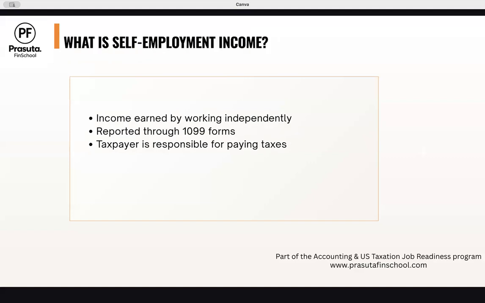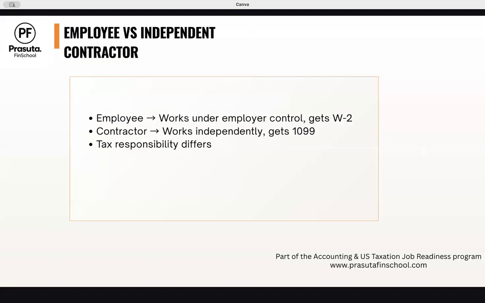What is self-employment income? Income earned by working independently, reported through 1099 forms, and the taxpayer is responsible for paying the tax. So when income is earned by working independently as a freelancer or maybe as a contractor, but not being an employee of a company, it is called self-employment income, and it is reported through form 1099. So they are also responsible to pay taxes on the income they have earned as a freelancer.